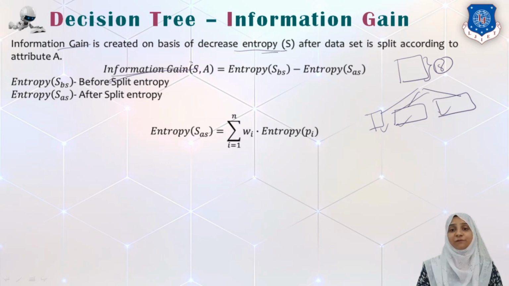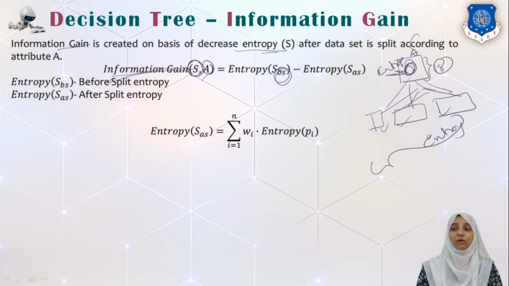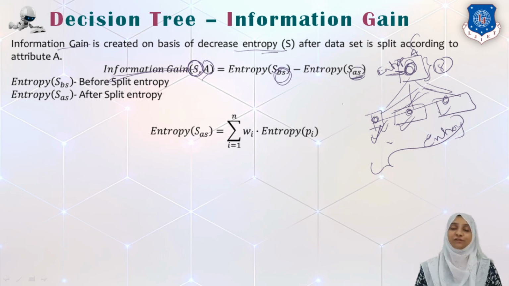So information gain for a training set S, based upon an attribute A using which you have created the partition, is: information gain of S comma A is entropy of SBS minus entropy of SAS. What is SBS? SBS is the entropy before partitioning, that is the entropy of the original data set. And after partitioning, what is the entropy of all these training data sets? The entropy of this set and this set is called entropy after splitting.